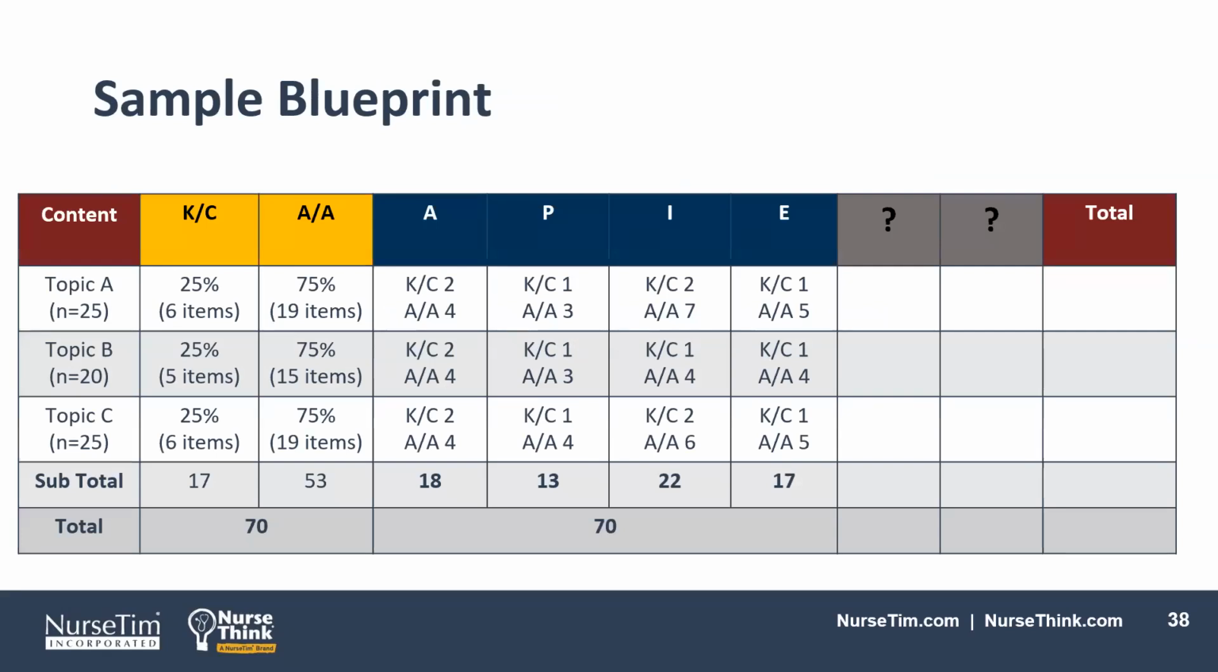So here's another sample of a blueprint that's including that Bloom's taxonomy. So we have our content, we have the level of difficulty for our questions, the lower level versus higher level. We have nursing process, and then you can add at the end the competency or the categories that are important for your program, for your exam.